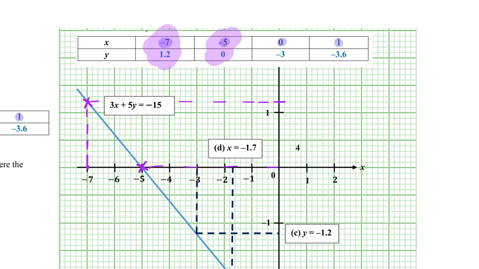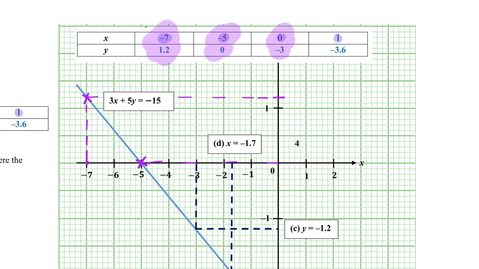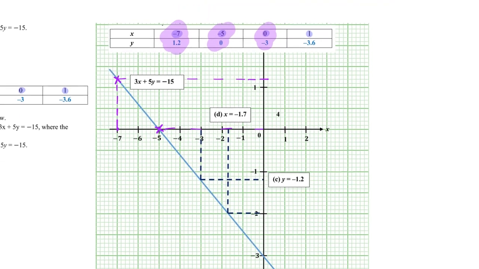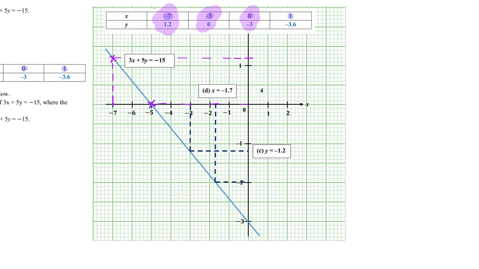Now this point here, x is negative 5 while y is 0, and so that is for my second point. And you will see at my third point, x is 0, so I'm going to shift it down a little bit. When x is 0, y is negative 3, which will be here. And 3.6, oops.